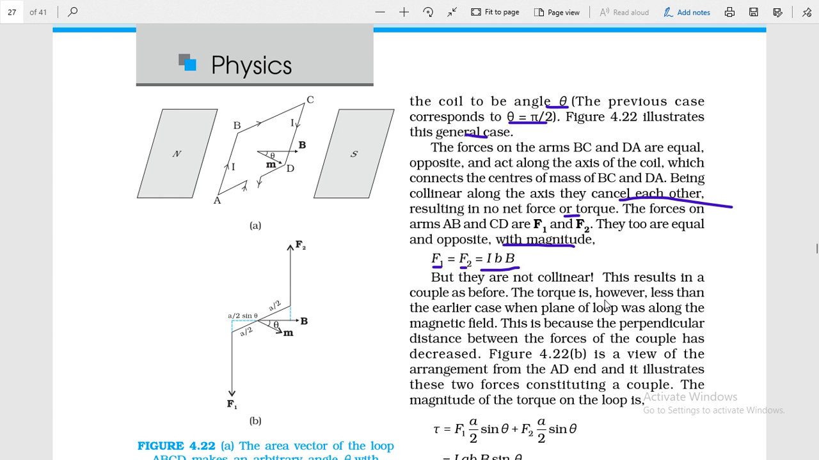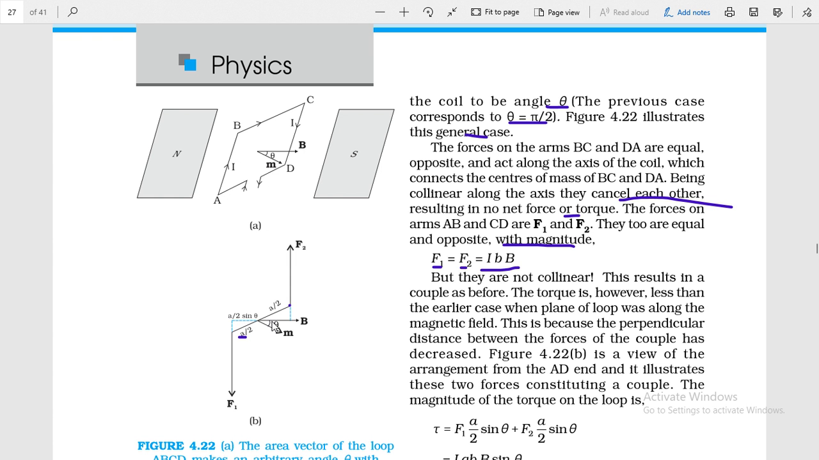The torque is however less than the earlier case when the plane of the loop was along the magnetic field. This is because the perpendicular distance between the forces of the couple has decreased. In figure 4.22b you can see that this distance is quite different because we are taking the perpendicular distance here. So this one is A by 2 sine theta for both the forces. Similarly, this side becomes A by 2 sine theta, and this one is also A by 2 sine theta.